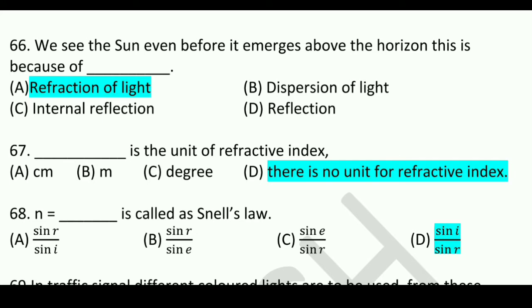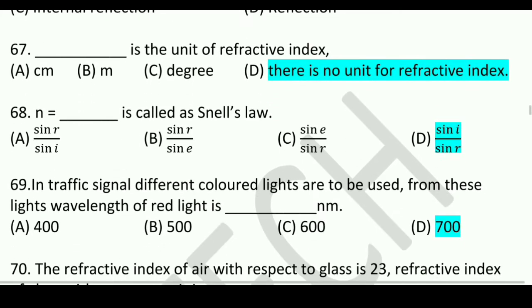We see the sun even before it emerges above the horizon. This is because of refraction of light. Absolutely correct, children. Dash is the unit of refractive index. Centimeter, meter, degree. So what do you say, children? Yes, there is no unit for refractive index.